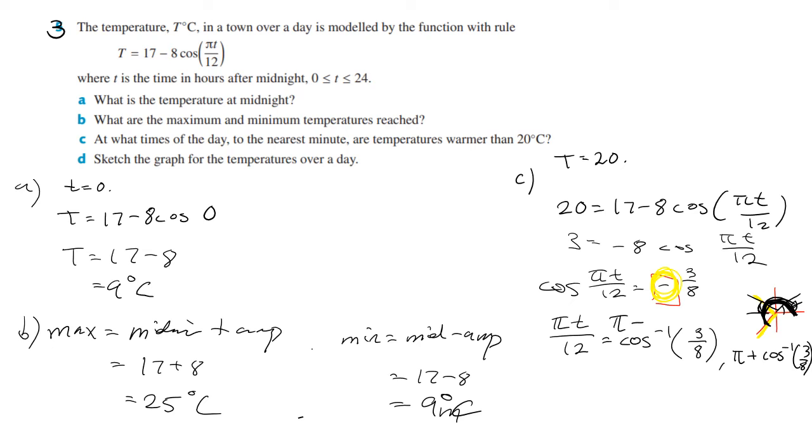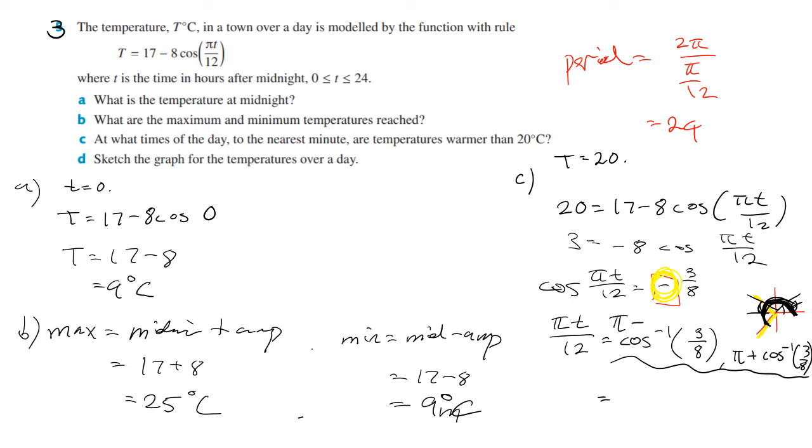Next step is we need to calculate how many cycles or periods this graph has. So the period is 2 pi over pi over 12, which is 24. So since we're finding what times of the day, which is 24 hours, there's only one cycle that we have to find. So these two are our answers.